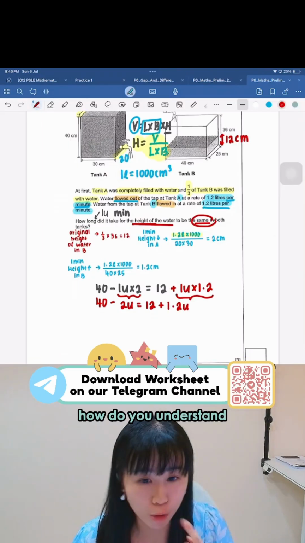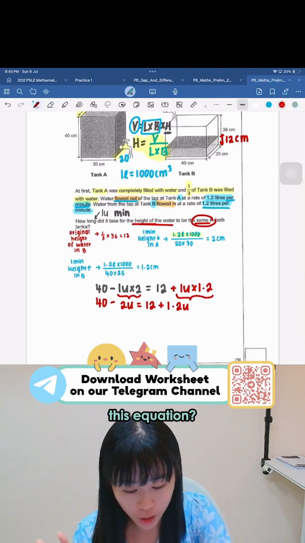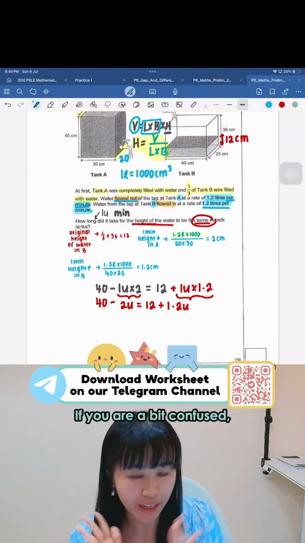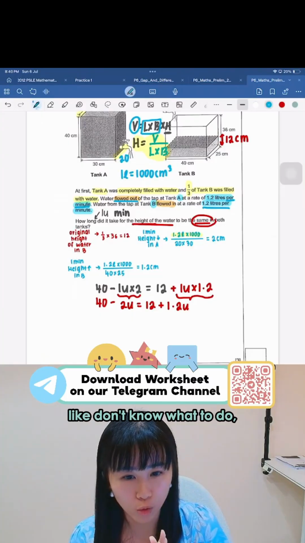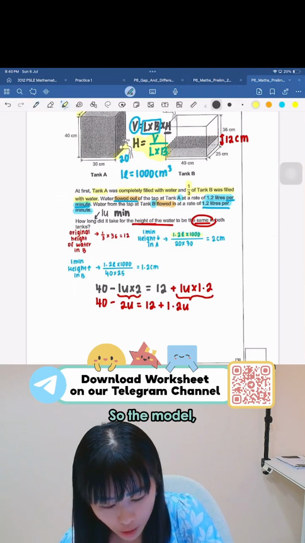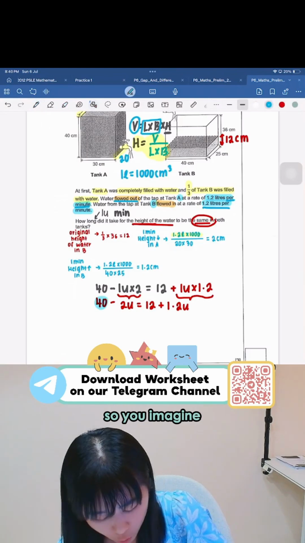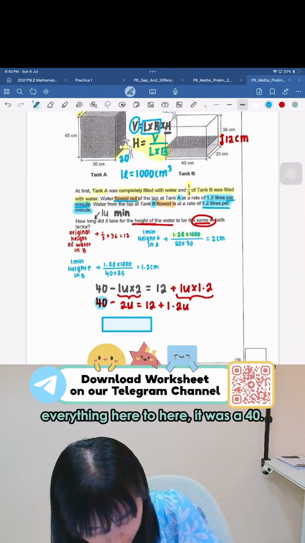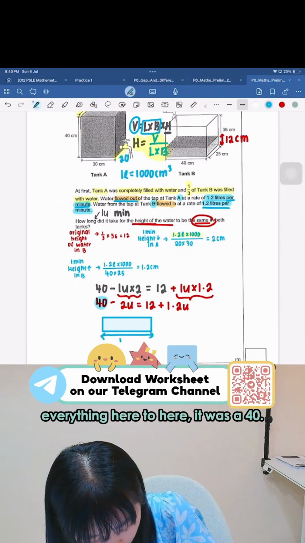From here, how do you solve this equation? If your math is very good, you know, just bring over all that. Go ahead. But if you are a bit confused and don't know what to do, I'm going to show you a model that you can understand. So for the model, I will begin with a 40. Imagine I draw my model, and everything from here to here is a 40.